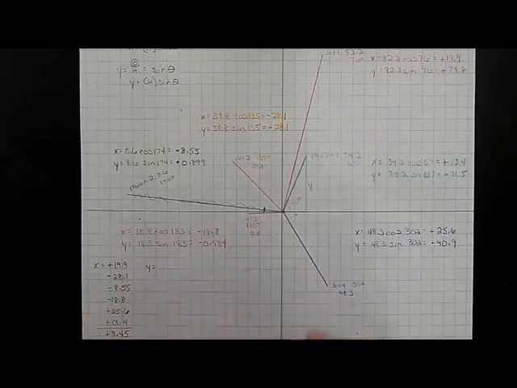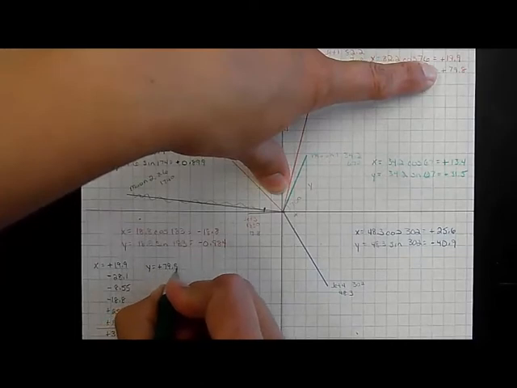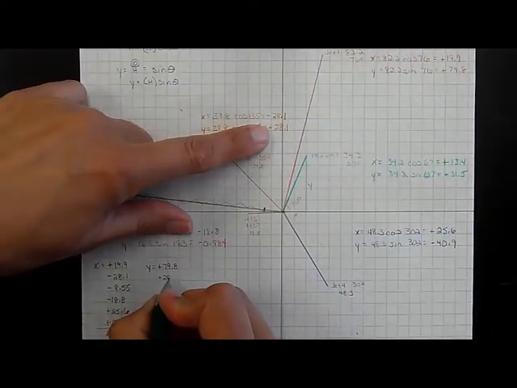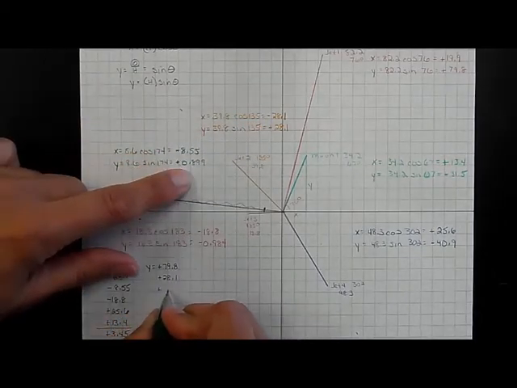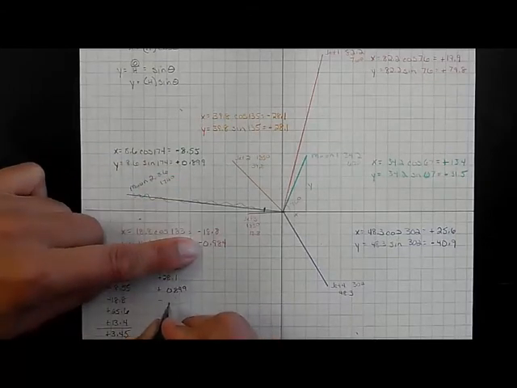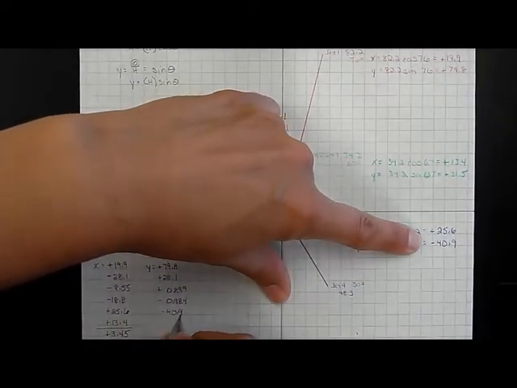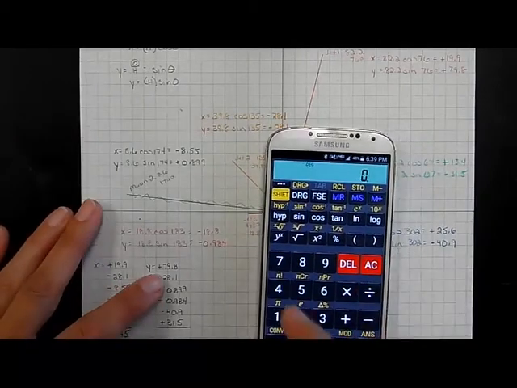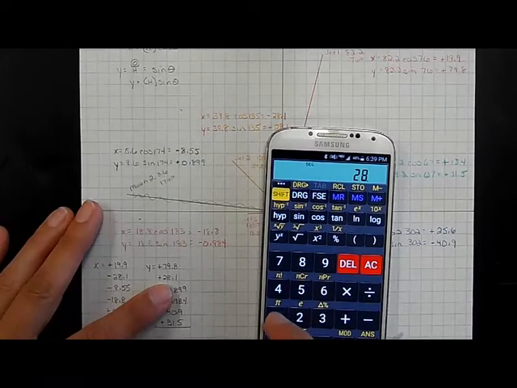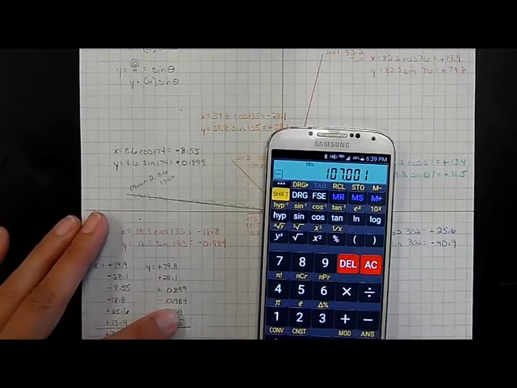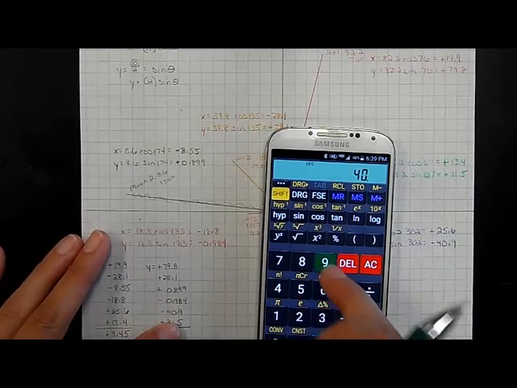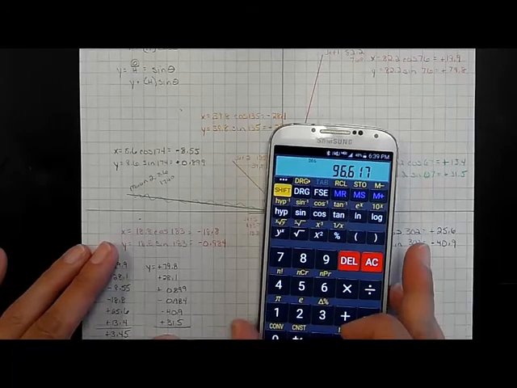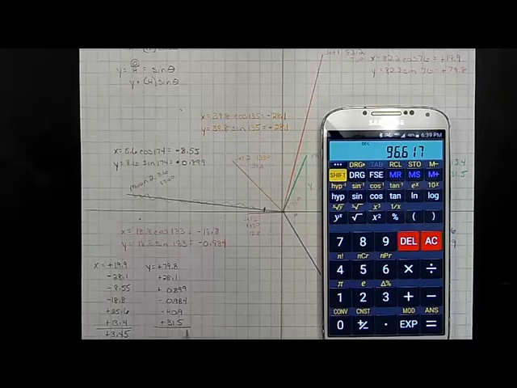So then we have our y, and our y is going to be positive 79.8, positive 28.1, positive 0.899, negative 0.984, negative 40.9, and positive 31.5. So we're going to add those up. So we have 79.8 plus 28.1 plus 0.899 minus 0.984 minus 40.9 plus 31.5. So that gives us a positive 96.617.